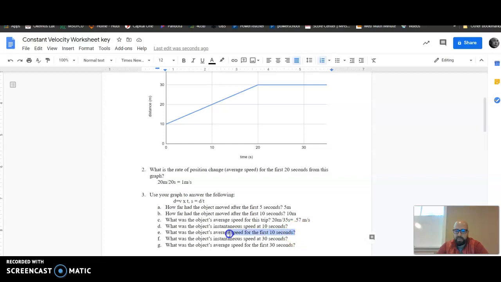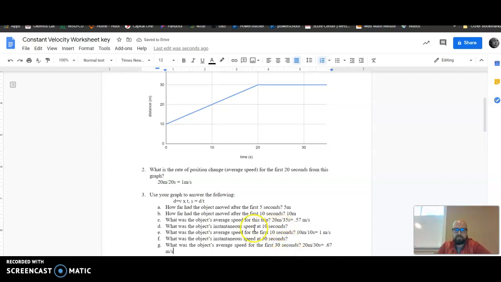I can do that same thing with average speed for the first 10 seconds. I do distance over time. So in 10 seconds, I had moved 10 meters, so this was 10 meters divided by 10 seconds, and that equals 1 meter per second. Average speed for the first 30 seconds: I had moved 20 meters in that first 30 seconds. So this is just 20 meters divided by 30 seconds. 2 divided by 3 is 0.67 meters per second.